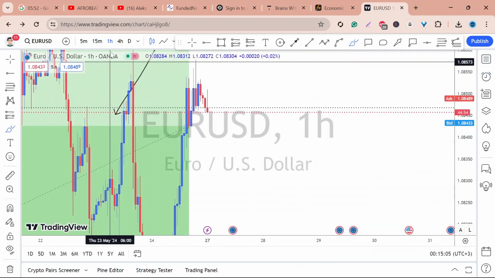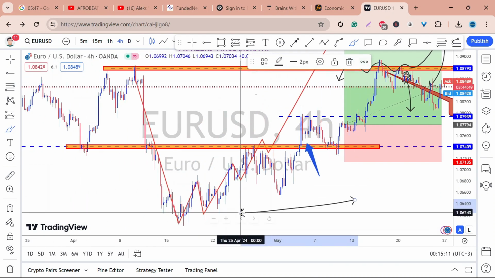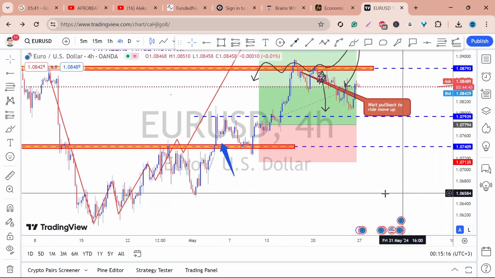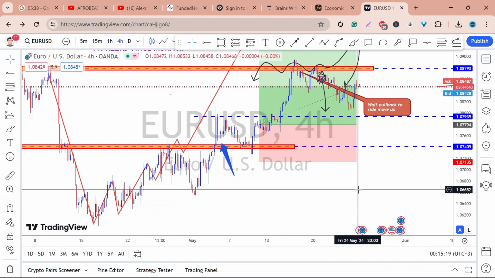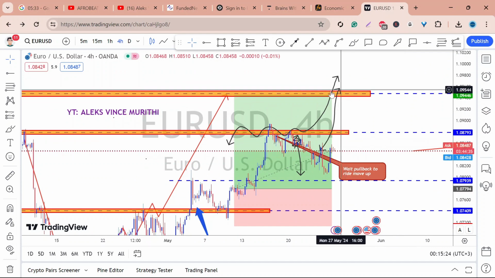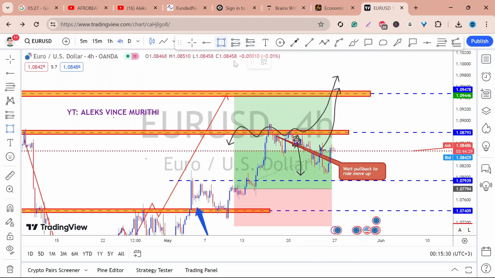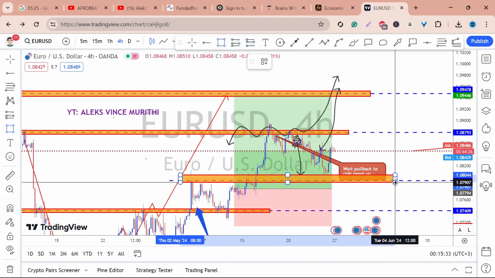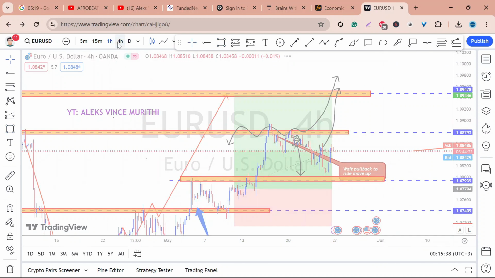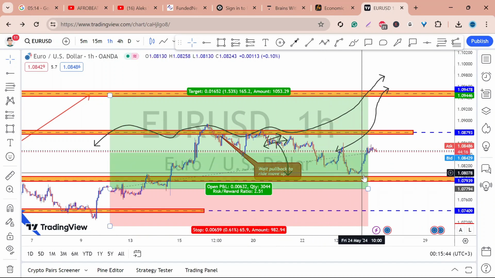EURUSD for last week, let's look at it. This is what we have. I was still maintaining a bullish structure on EURUSD, so I still expect it to go to the next key level. At the moment, on the 4 hour time frame, it seems like EURUSD has retested the previous level of support. Not really touched that zone, but we're almost there.